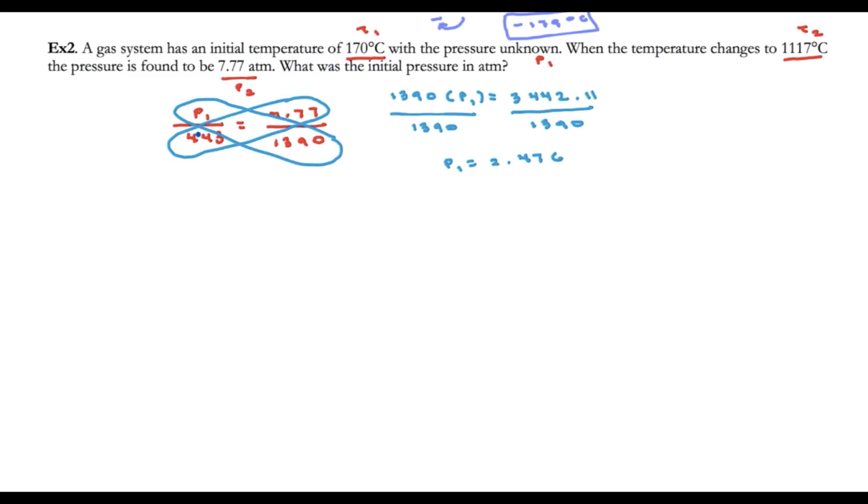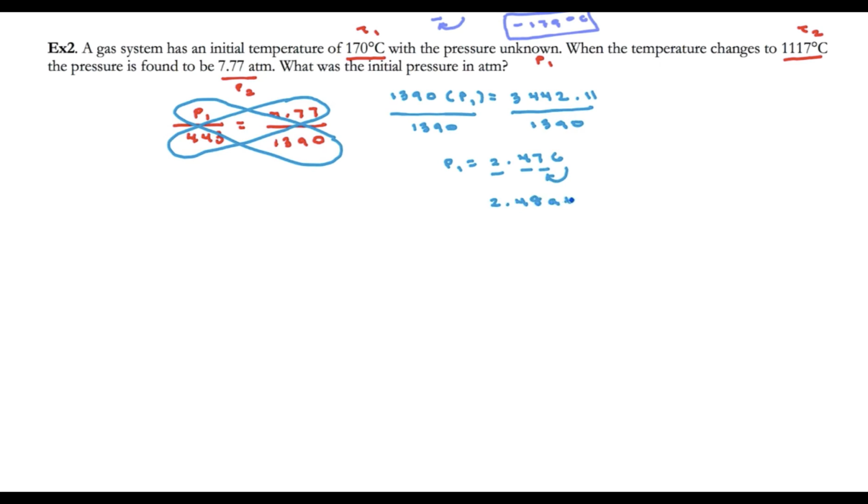Okay, sig fig wise. Remember, I'm not going to use 170 to determine sig figs. I'm going to use the 443, that temperature in Kelvin. So I have 3 sig figs here, 3 sig figs here, 3 sig figs here. So I need 1, 2, 3 sig figs. So this is going to round to 2.48 atmospheres.